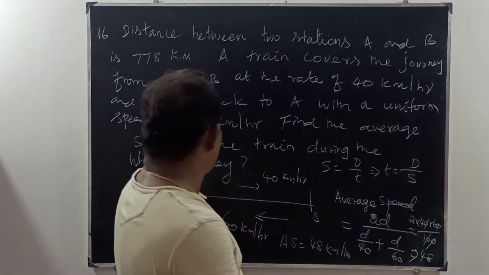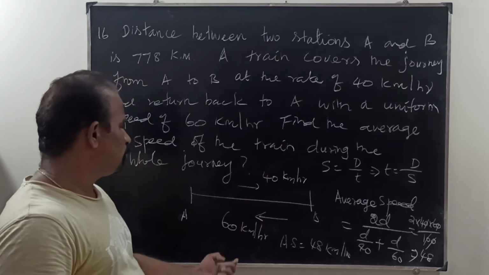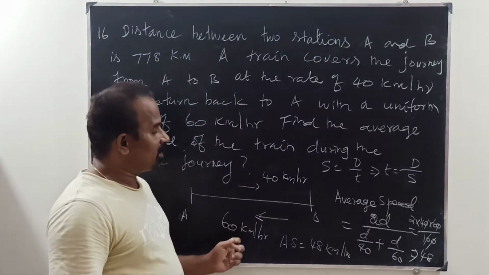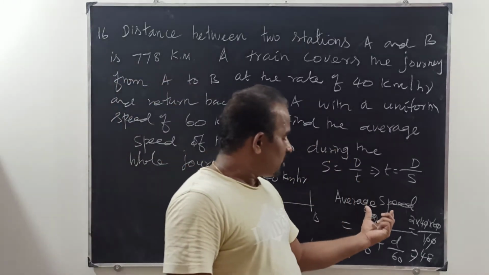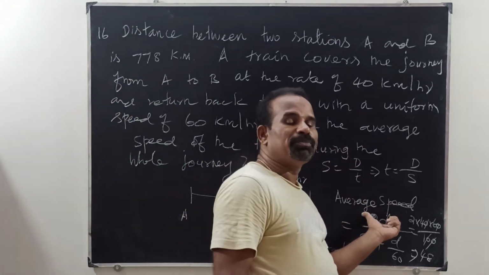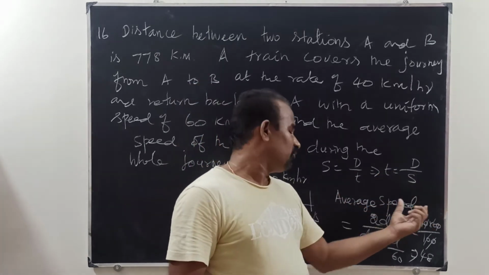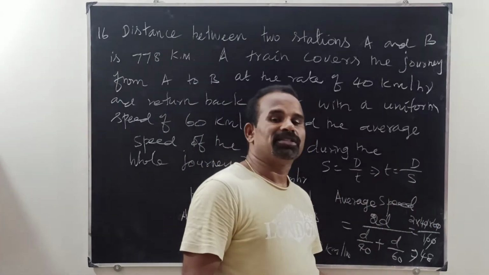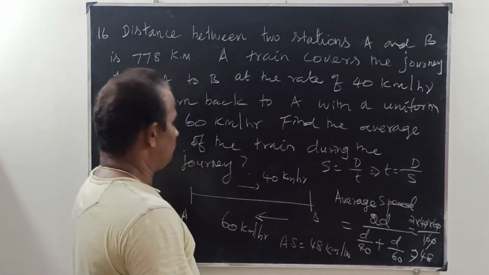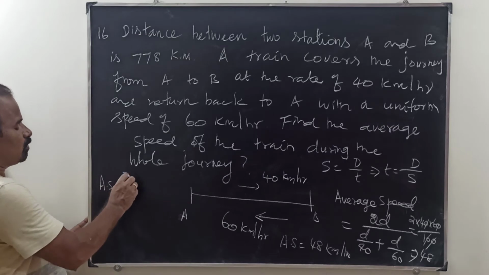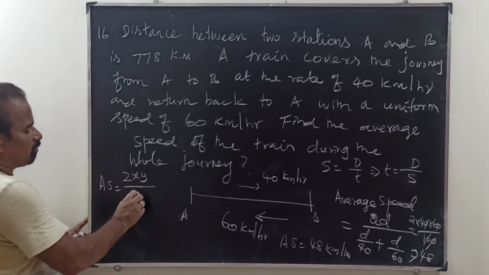It won't take 40 plus 60 divided by 2. Arithmetic mean you should not use here, because as I already said, we need total displacement. Displacement in the sense one initial point, one end point. So we have to take total distance only here, not speed. Otherwise, average speed is equal to 2xy divided by x plus y.